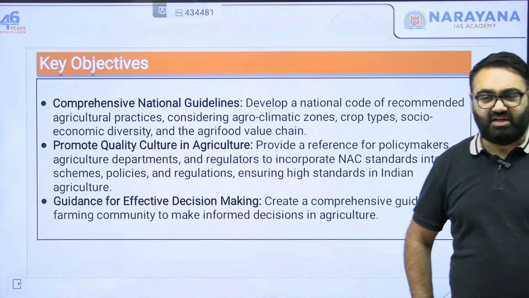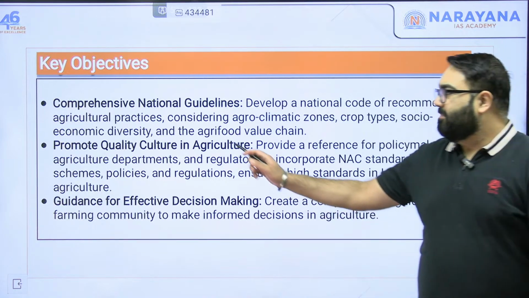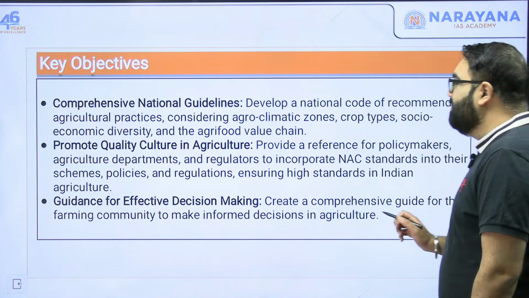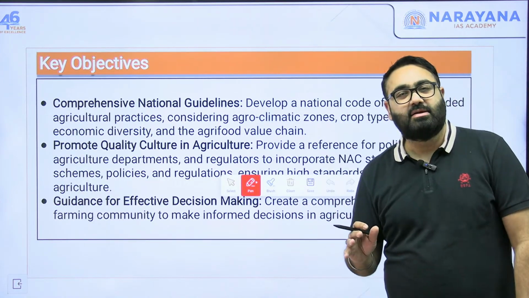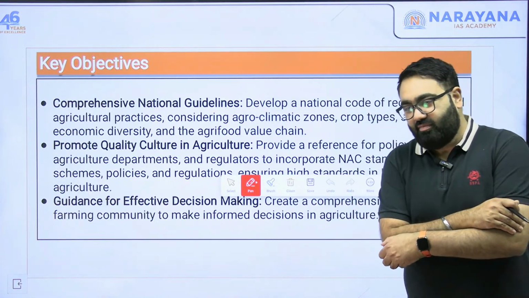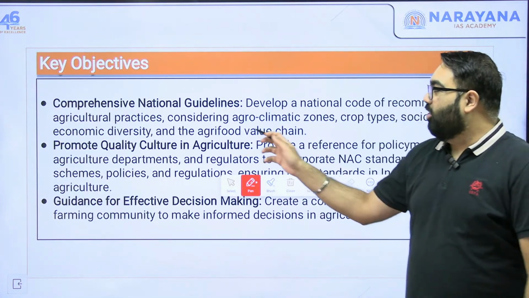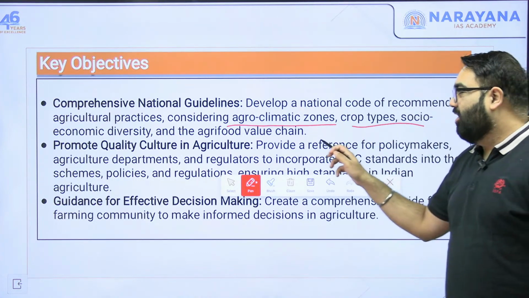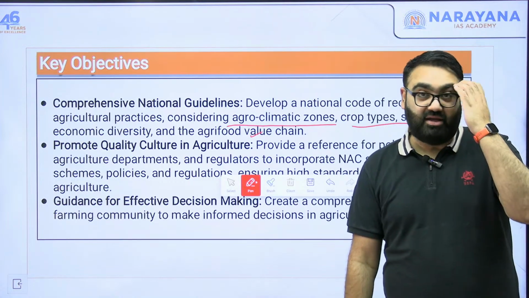These are the key objectives of launching the National Agriculture Code. First, having national guidelines so that these are available for everyone. To have a national code, it will have a proper set of agriculture practices, that if you are a rice farmer, you are expected to follow this method. If you are, let's say, cultivating cotton, you're expected to follow these practices. It also considers agroclimatic zones, crop types, etc. All these things will be taken into consideration, and then the guidelines are being issued.